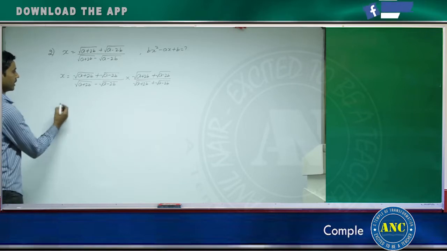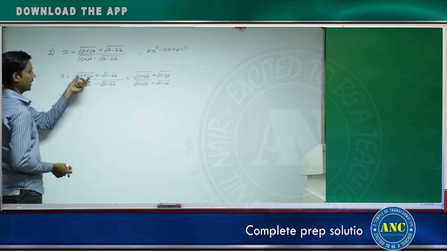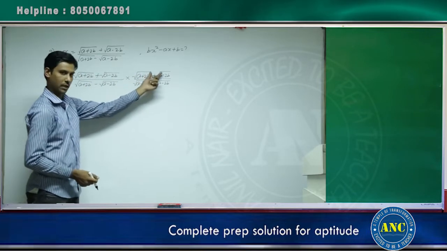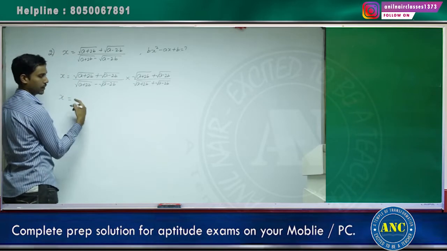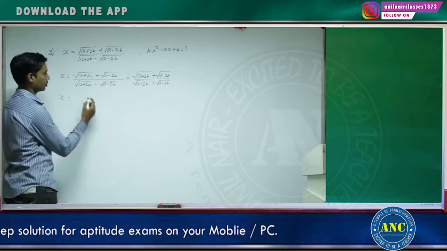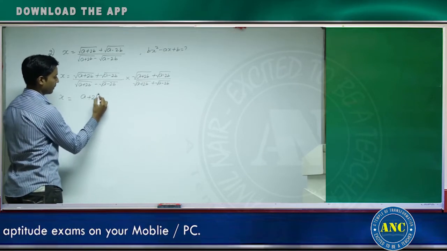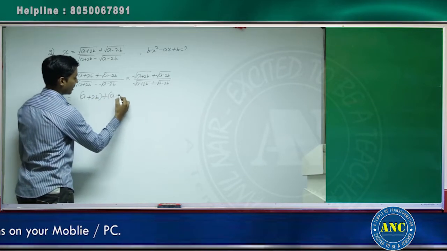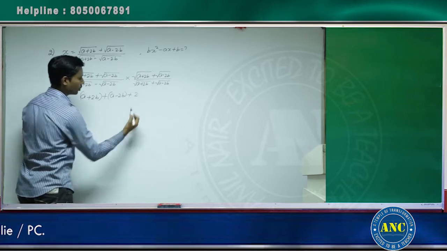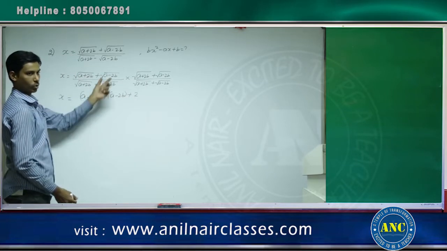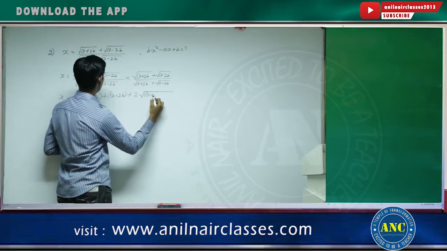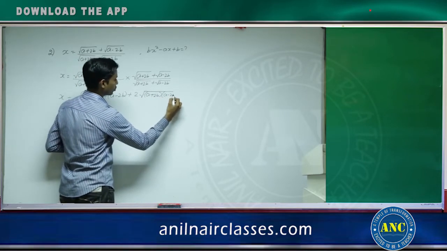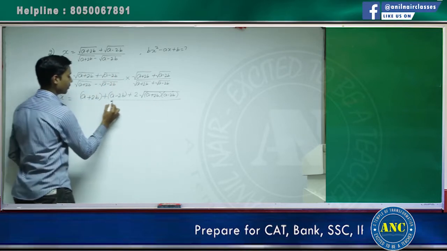Now, the numerator is (x plus y) into (x minus x plus y again). So it is (x plus y) whole square. That means if I expand, x square plus 2xy plus y square. It is a plus 2b plus a minus 2b plus 2 into x into y. x into y is nothing but root of (a plus 2b) into root of (a minus 2b).